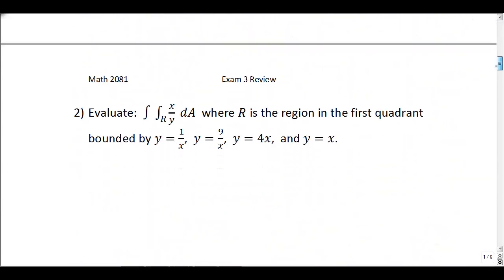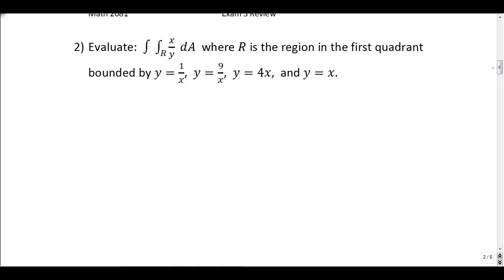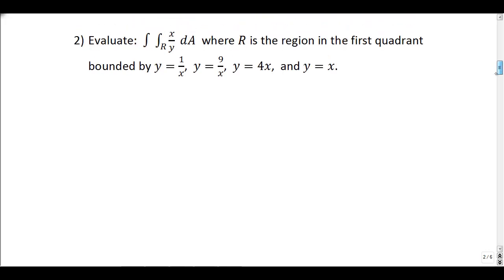Next one. We want to evaluate the double integral over some region R of x over y with respect to area, where R is the region in the first quadrant bounded by y equals 1 over x, y equals 9 over x, y equals 4x, and y equals x. Okay, so what we can do here, let's just graph this.